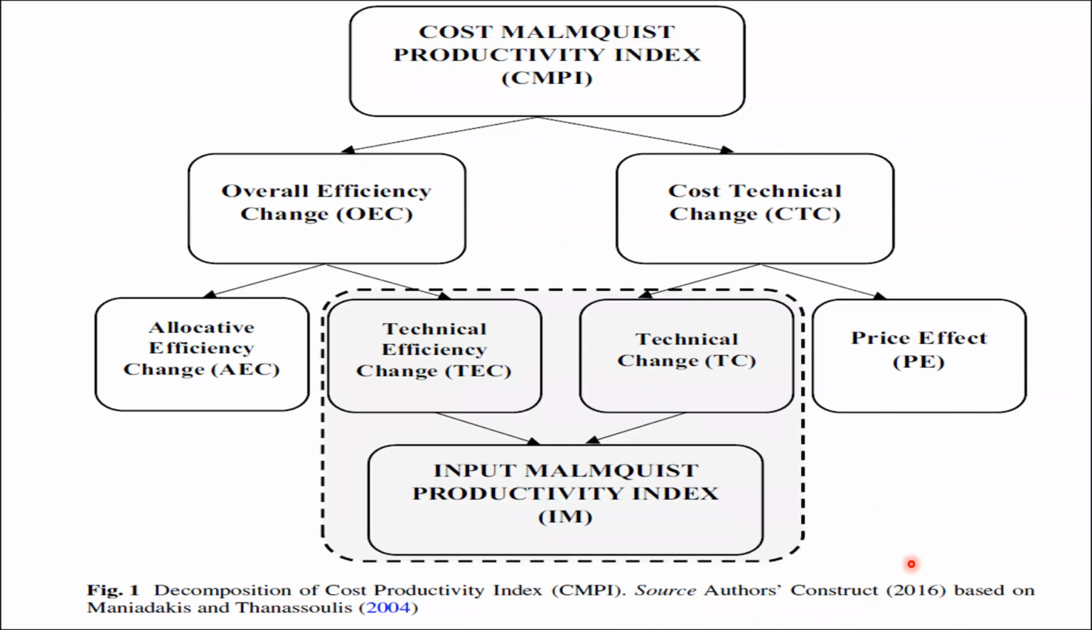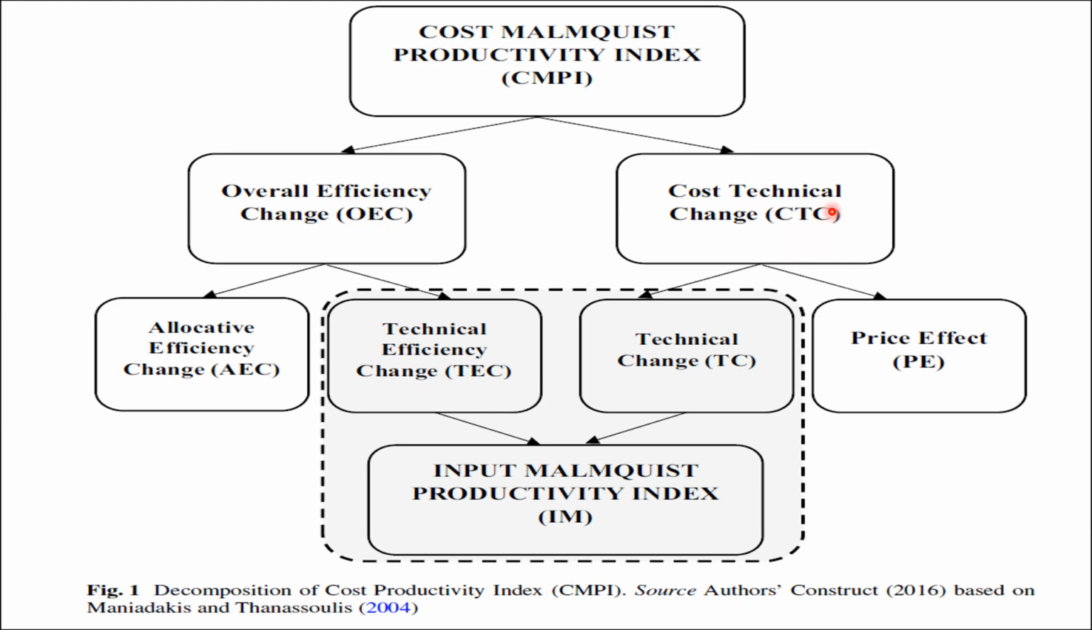Look at it from here. This picture will give you a better understanding of all of it. In one of the papers I wrote in the Geneva Papers, we just gave this picturesque understanding. So Cost Malmquist is split into cost efficiency change, which is also called overall efficiency change, and then cost technical change.